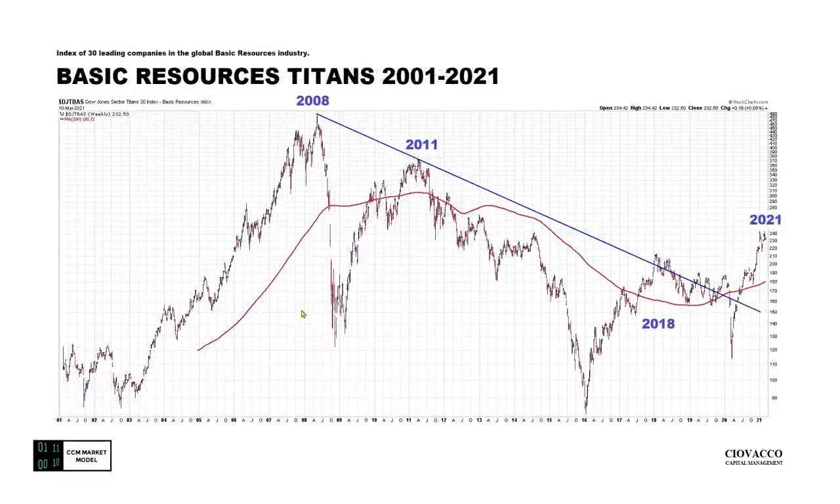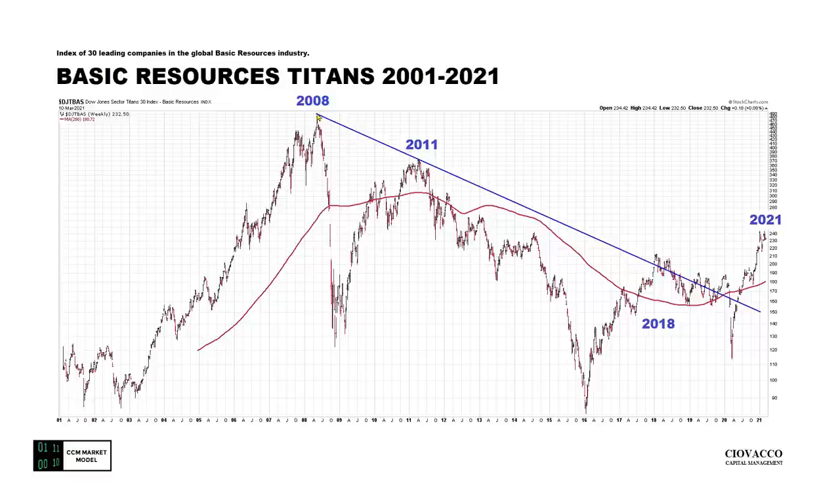It's a weekly chart of the Dow Jones Sector Titans 30 Index. 30 leading companies in the basic resources industry. Pretty self-explanatory here. Economy starts to improve in 2003. Let's see what happens here. Then we have the financial crisis up in this area here. And this is a very prolonged period, a difficult period for this industry in terms of pricing.